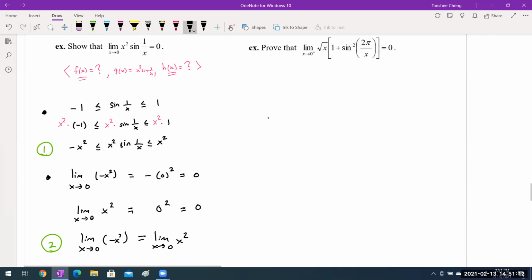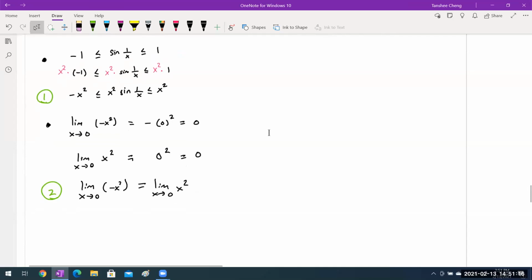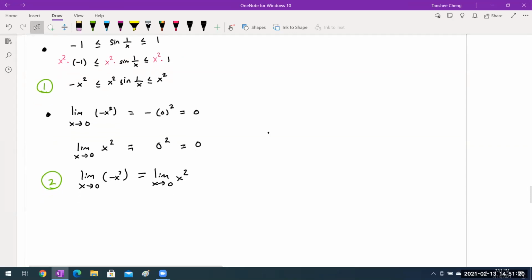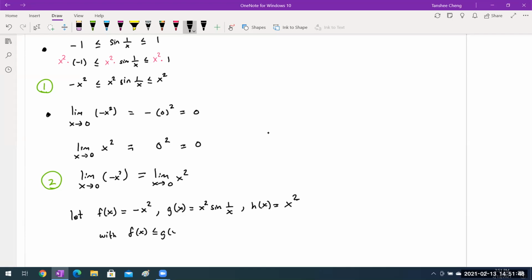And finally, because these two are met, then I can use the squeeze theorem. So finally, I can say let f of x be equal to negative x squared, g of x be equal to x squared sine of 1 over x, and h of x be equal to x to the second power. All right. Because we already know that f of x is less than or equal to g of x less than or equal to h of x. Okay. And the limit as x approaches 0 of f of x is equal to the limit as x approaches 0 of h of x, which is equal to 0.